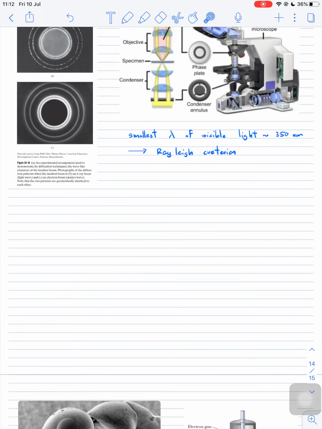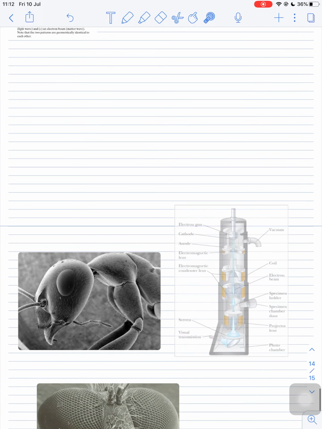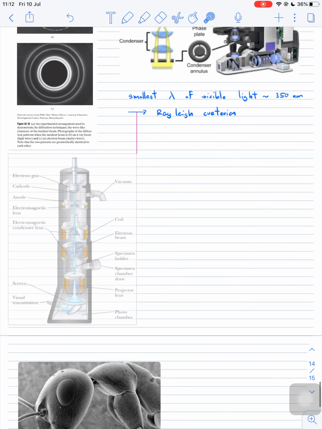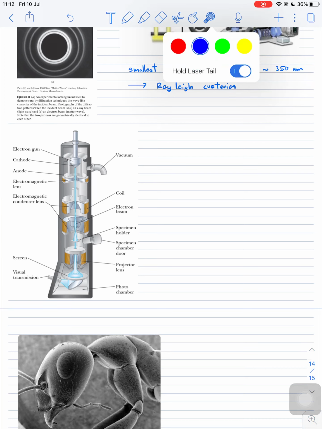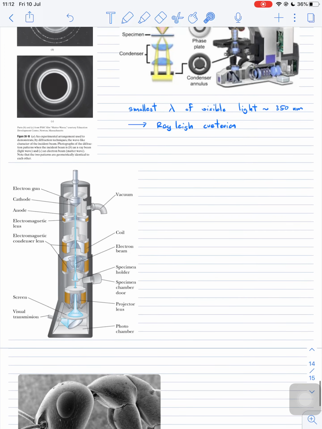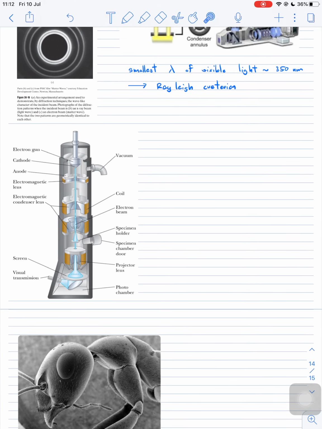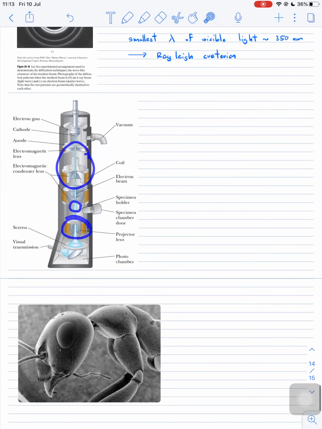But then what if we want to see a sample which is smaller and smaller than this value? Then we can use the electron microscope. The idea of the electron microscope is the same as the optical microscope. We have the electron gun, which emits the electrons, which behave like X-rays, because the wavelength is the same as the X-ray here. Then it passes through this lens, called the electromagnetic lens, and then the sample at this position. The electron beam passes through the sample and another lens, and then to this screen, where we can see the sample.